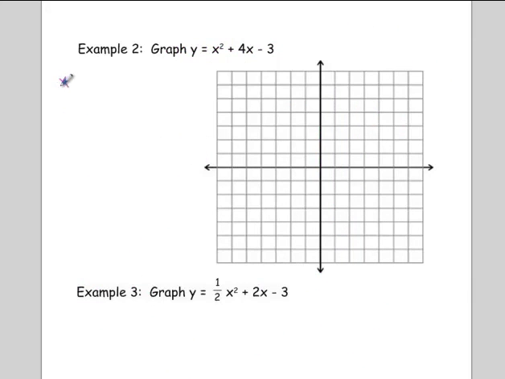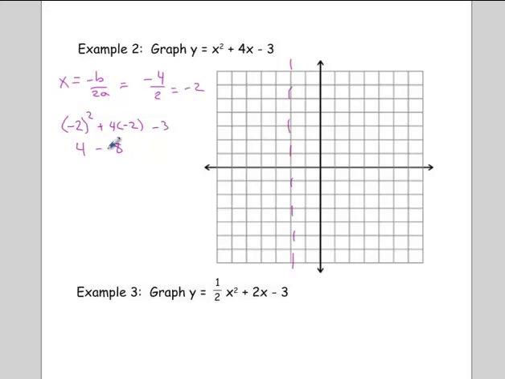For the next one, my vertex: x equals negative b over 2a, which is negative 4 over 2 times 1, which is negative 2. Then plug that back in, and I'll have negative 2 squared. The input is negative 2. That is going to get squared, so negative times a negative, plus 4 times negative 2, minus 3. Negative 2 times negative 2 is 4. 4 times negative 2 is negative 8.